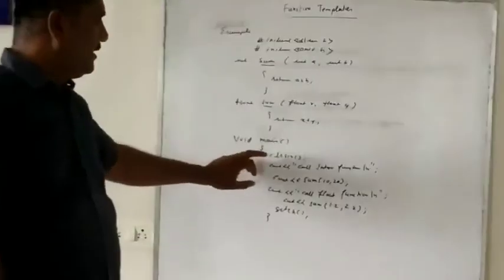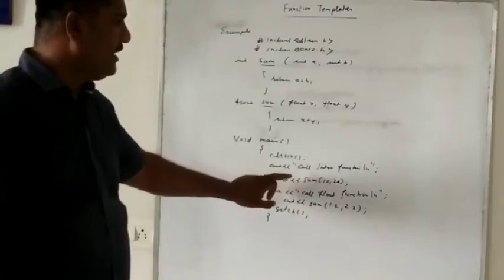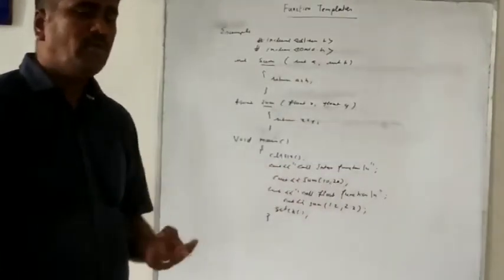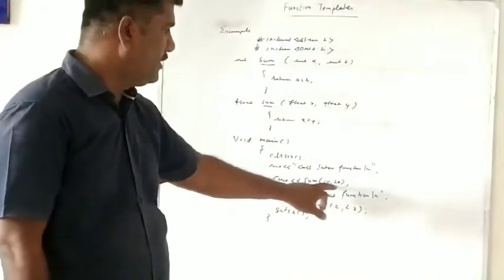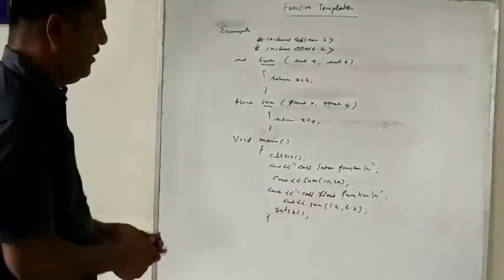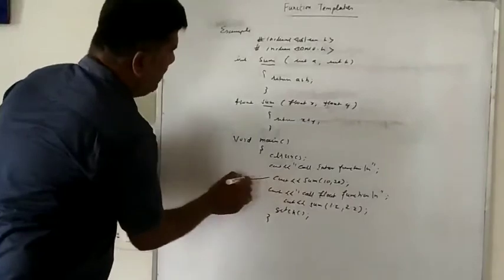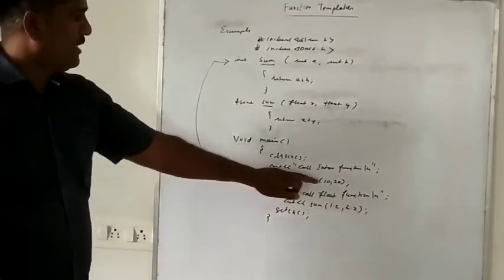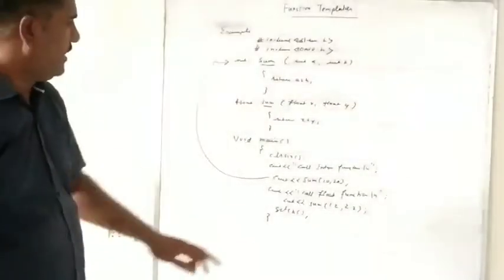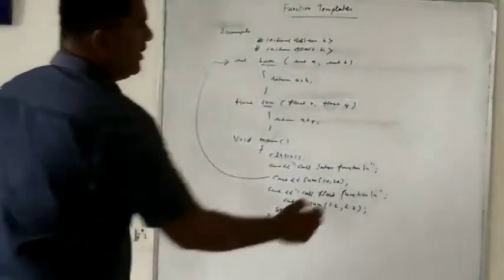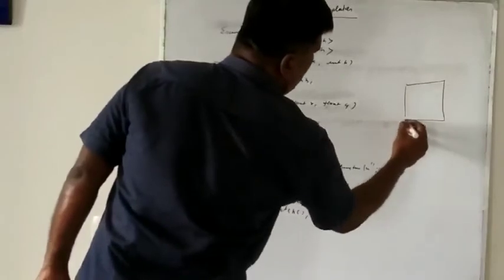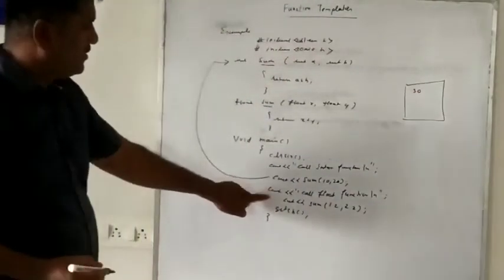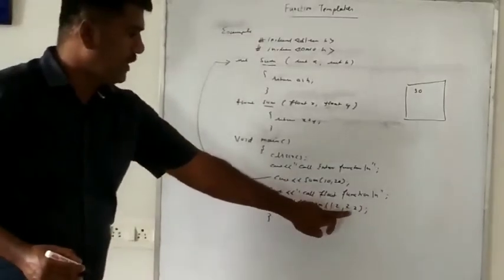Okay, right. Here, clear the screen. First you call the integer function, passing two integer arguments, 10 comma 20. So this function is called, and you get the output 10 plus 20, which is 30. Second, the float function is called. So the first output is 30. Second, the function is called with float 1.2, 2.2.